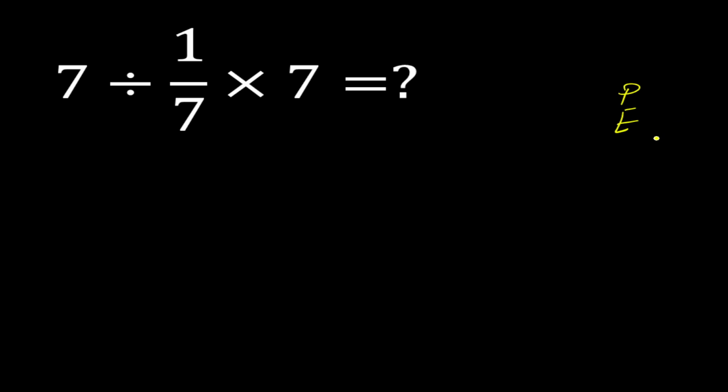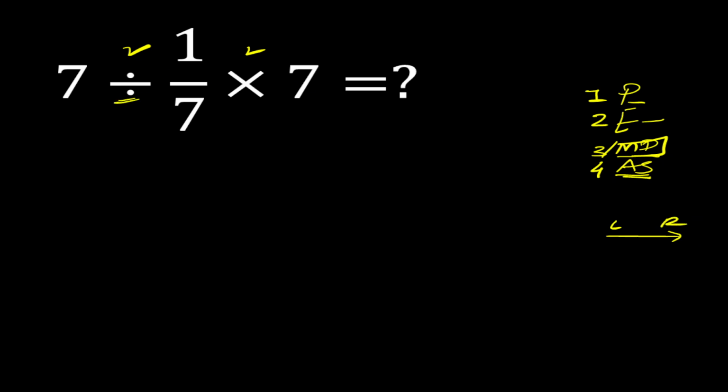PEMDAS. According to PEMDAS, the first priority is parentheses, the second priority is exponents, the third priority is multiplication and division, and the fourth priority is addition and subtraction. Right? Here we have division and here we have multiplication. So multiplication and division both have equal priority, so we have to solve it from left to right.